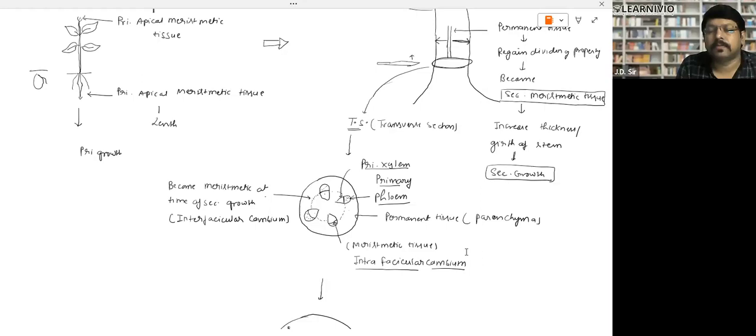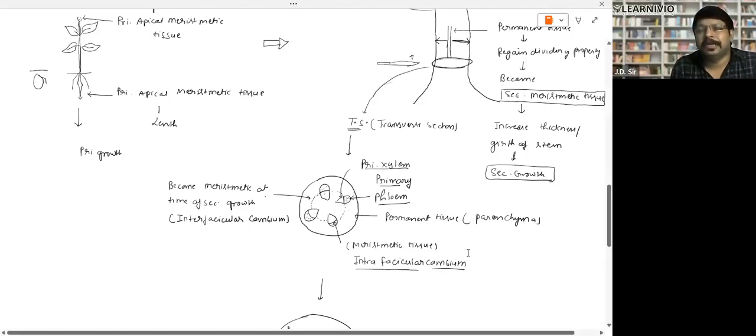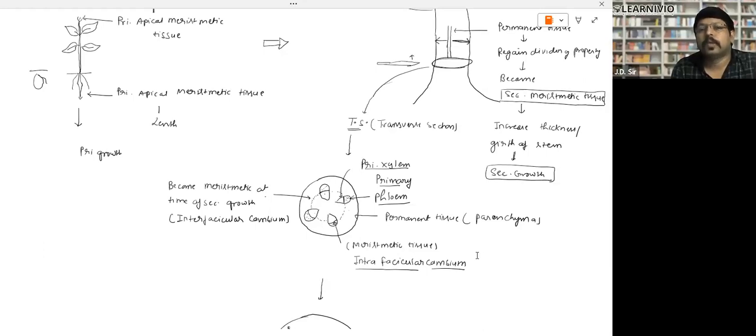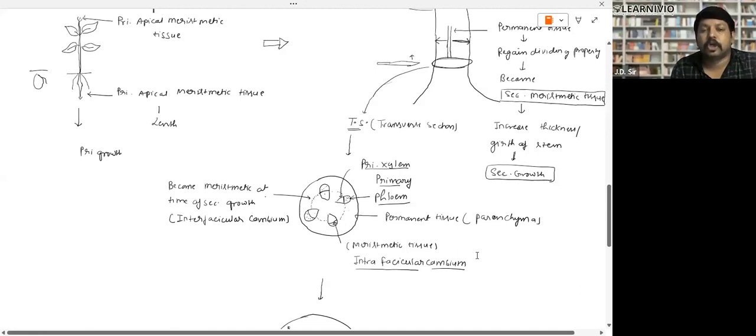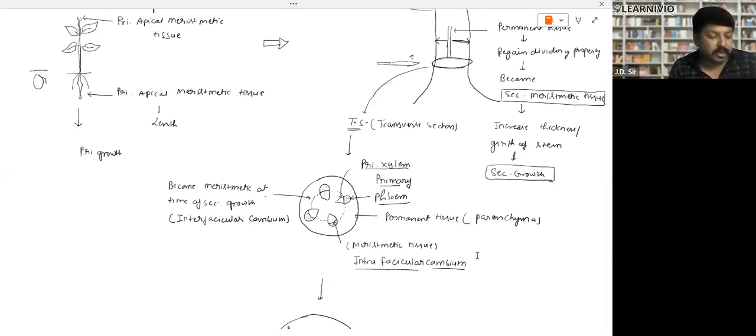Both intrafascicular and interfascicular cambium form a meristematic ring called the cambium ring. Next point.